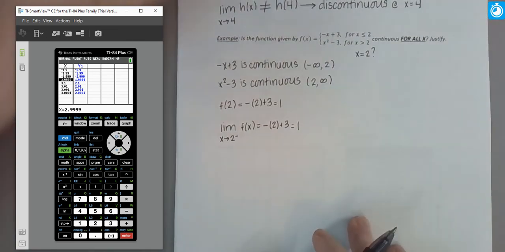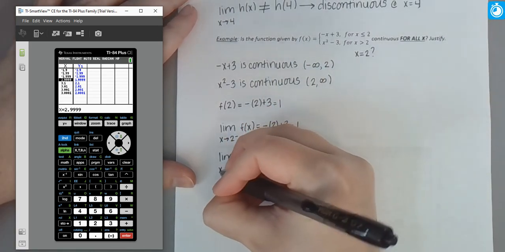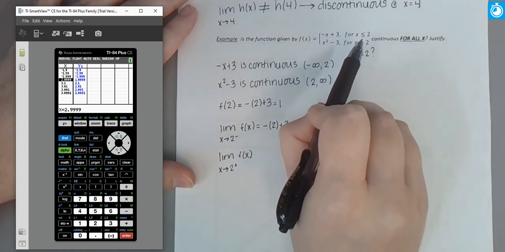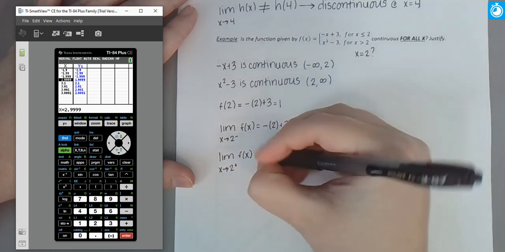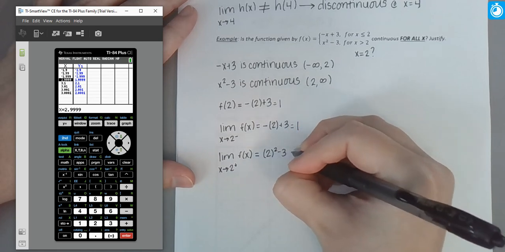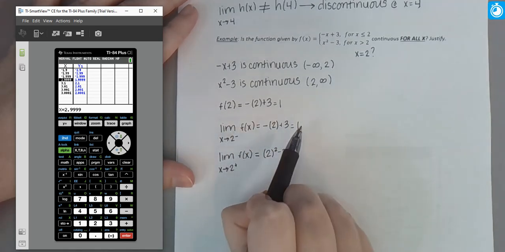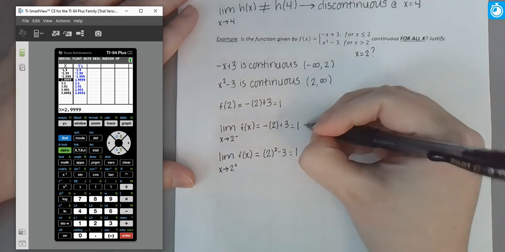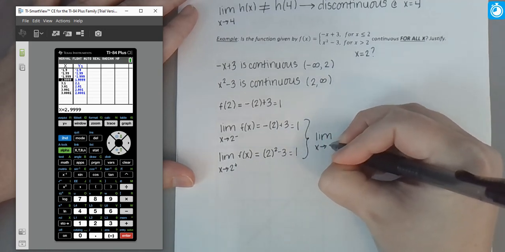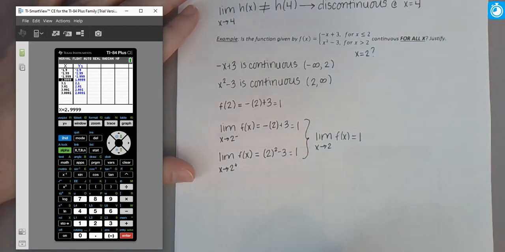As we approach from the right-hand side, we're now analyzing with that second rule. So the limit as x approaches 2 from the positive side for our function. Again, we can sub in a 2. We don't have any issues there, so we can evaluate our limit algebraically. So 2 squared minus 3, that's going to be 4 minus 3, which is 1. So the left-hand limit has a value of 1. The right-hand limit has a value of 1. Because those are the same, we can say that the general limit as x approaches 2 for our function is also going to have a value of 1.